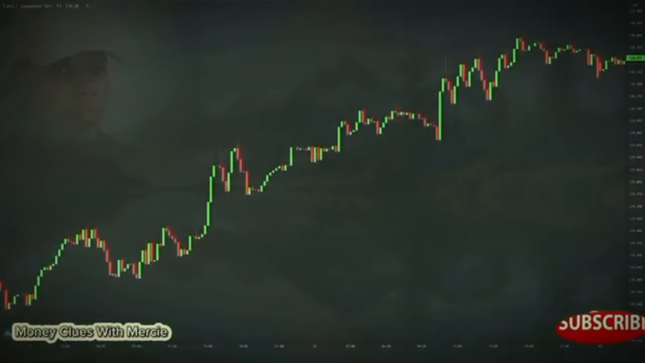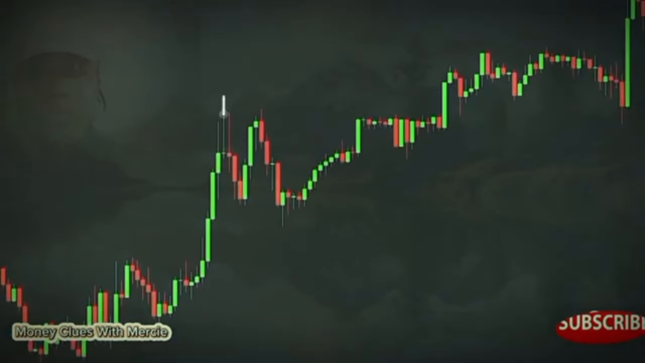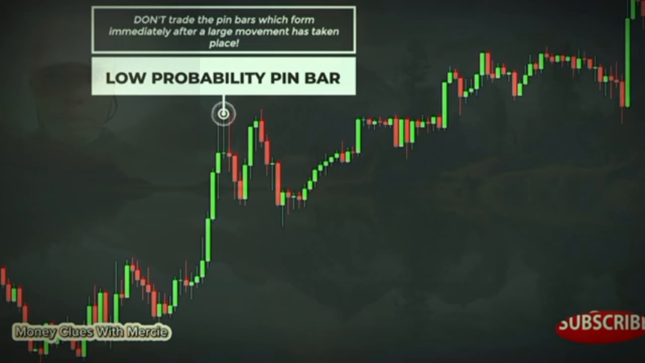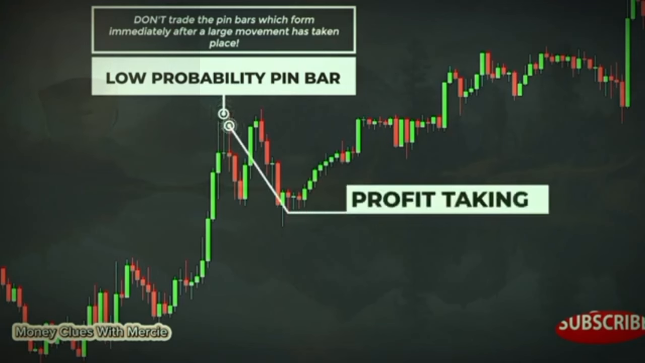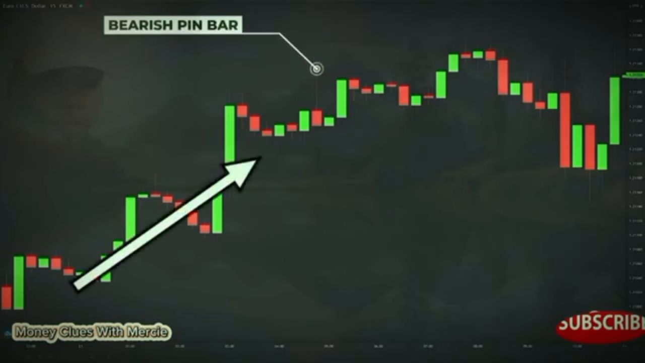One of the best ways to improve your success rate trading pin bars is not to trade the pin bars which form immediately after a large movement has taken place. These pin bars have a very low probability of being successful regardless of which technical levels they form at or how they are constructed. The reason why is because they mainly form due to the bank traders taking profits on their trades. If you look at the bearish pin bar in this example, you can see it forms right after a sharp move higher has taken place with buy trades.